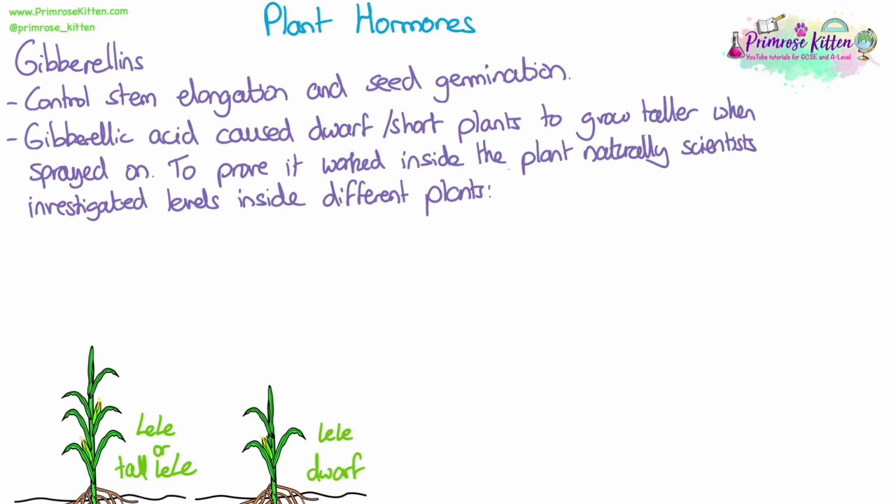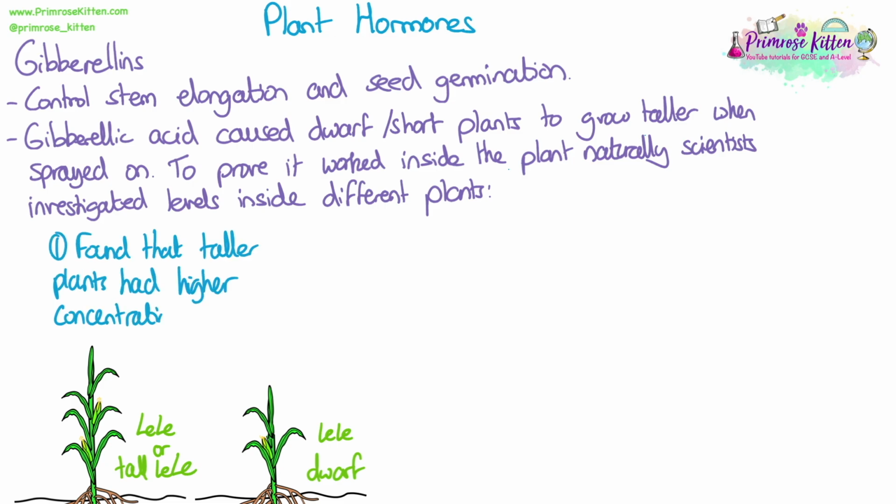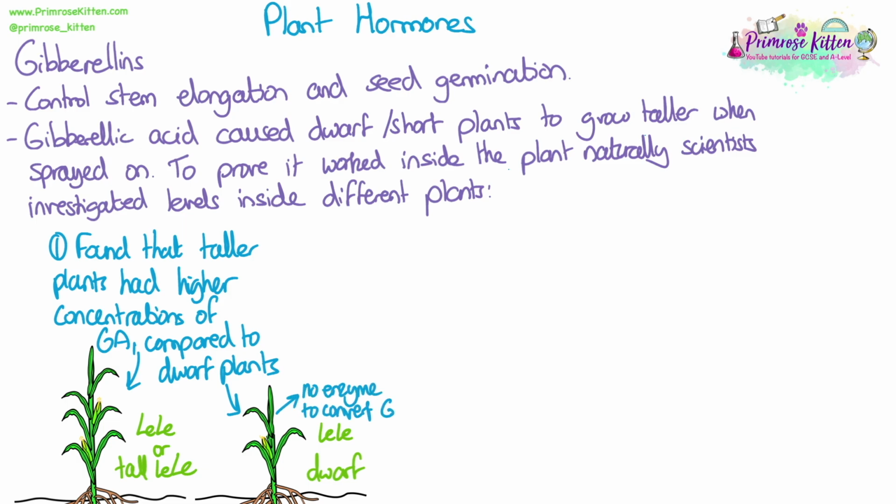So to investigate, they measured the concentration of gibberellic acid in different plants. They found two varieties of plants, one that had a dominant allele, capital LE, and those that were tall had this dominant allele, so they were either homozygous dominant or heterozygous, compared to a dwarf variety that didn't have this dominant allele. And they found that these taller plants had higher concentrations of gibberellic acid, or GA1, compared to the dwarf plants. What they discovered was that the dwarf plants, with the homozygous recessive allele, had no enzyme to convert GA20, a precursor of gibberellic acid, into GA1. And so that is what the dominant allele provided in those taller plants.